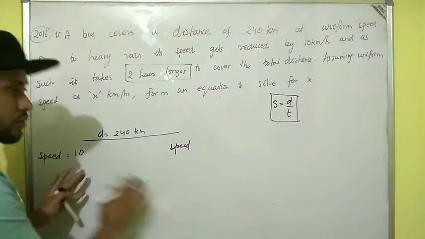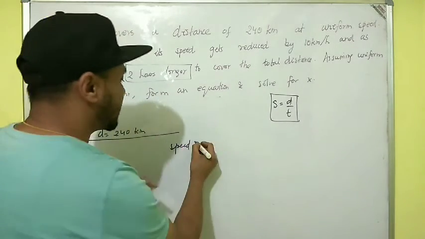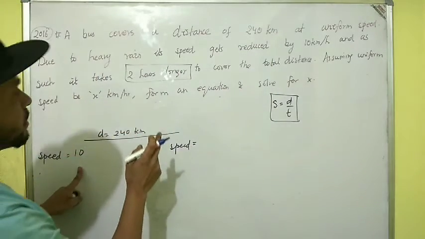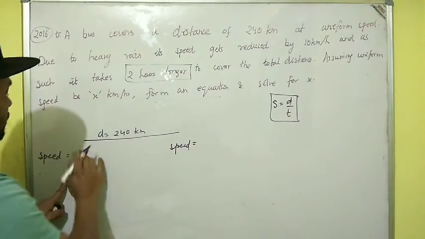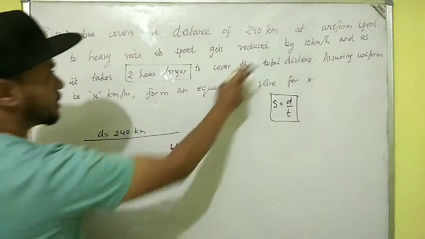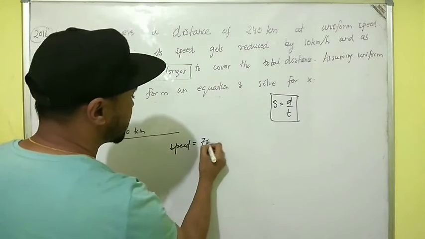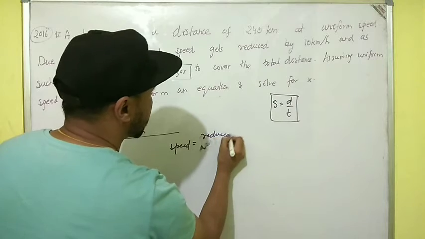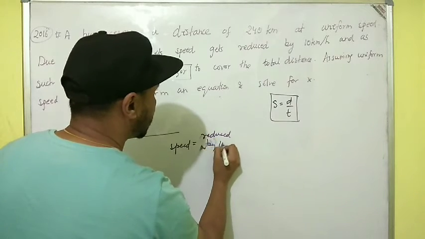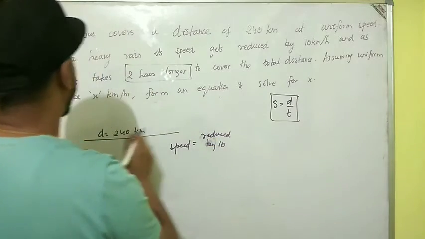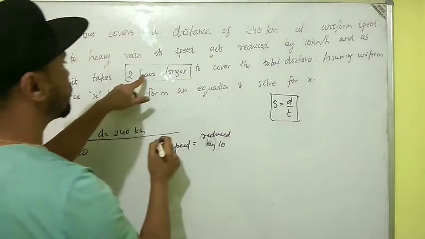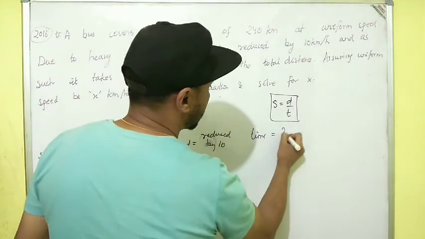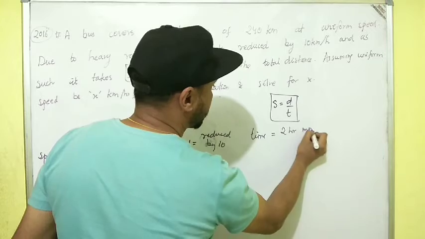One, if it won't rain, and secondly, if it rains, then the speed can decrease. So that means it is decreased by 10 km. So if the speed here is 80, then if it is decreased by 10 km, then here it will be 70. Now here it is reduced by 10 km per hour, and as such it takes 2 hours longer. So the time taken is equals to 2 hours more.